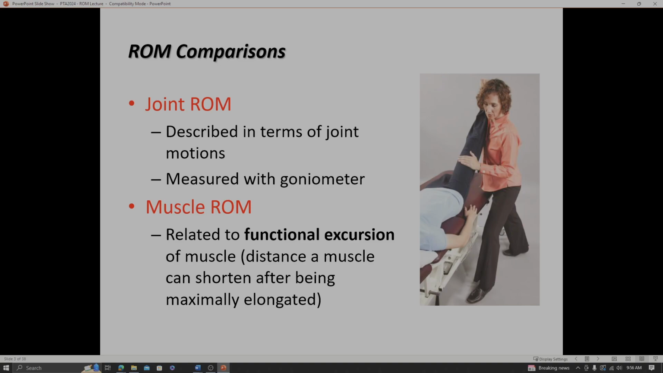Understand the difference between joint range of motion and muscle range of motion. So when we describe joint range of motion, we're talking more or less about the movement of one bony segment as compared to another bony segment surrounding a joint, where that articulation happens. And we measure that with a goniometer. Muscle movement or muscle range of motion is more related to functional excursion. If you go back to thinking kinesiology, functional excursion has to do with the distance a muscle can shorten after being maximally elongated. So the excursion of the muscle is sort of taking the maximum elongation and the maximum shortening and measuring the movement in between, if that makes sense.